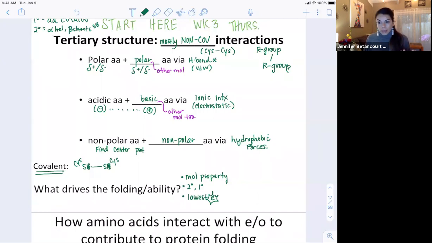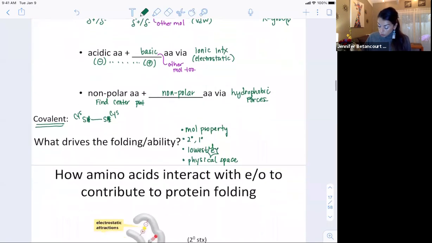And last but not least, we're in a tiny little cell, so we can't just make the biggest giant protein that we want. Sometimes physical space actually limits a protein's folding. So we'll say that physical space plays a role, or at least makes an impact on how a protein can fold or not. Okay, so there's your tertiary structure notes.